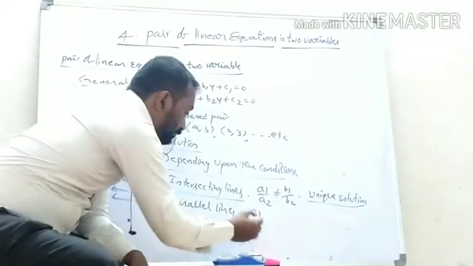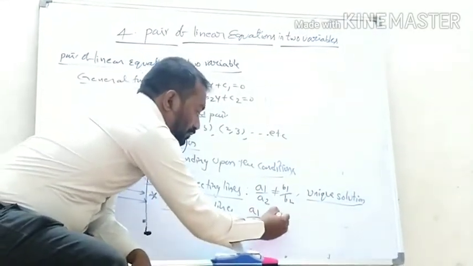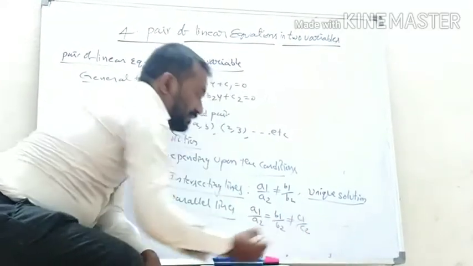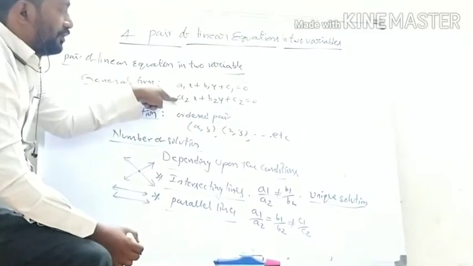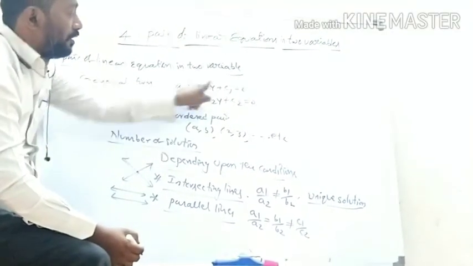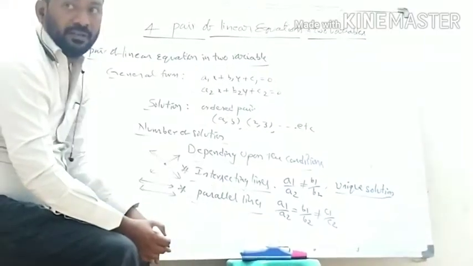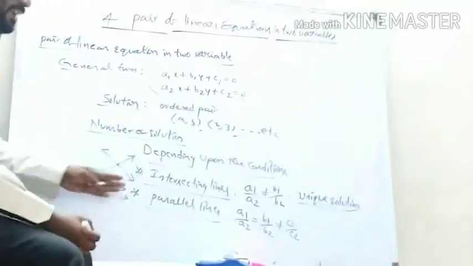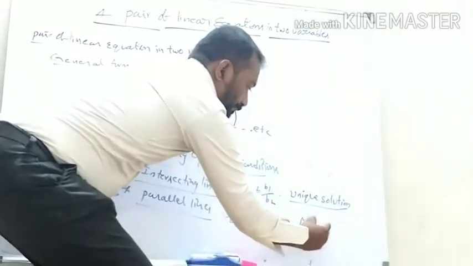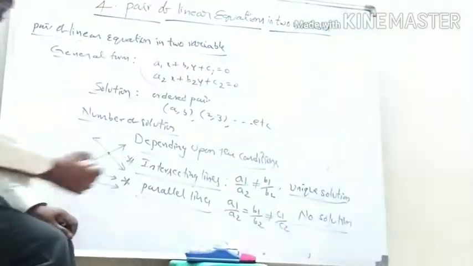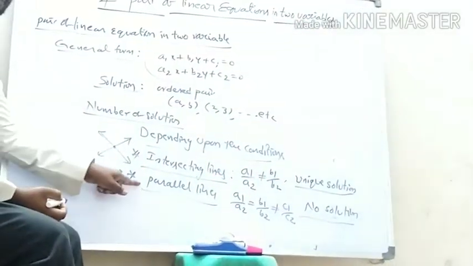So for parallel lines, A1 by A2 equals B1 by B2 but not equal to C1 by C2. The ratio of the x coefficients and the ratio of the y coefficients will be equal, and C1 by C2 is different, will not be equal. Then we have no solution.